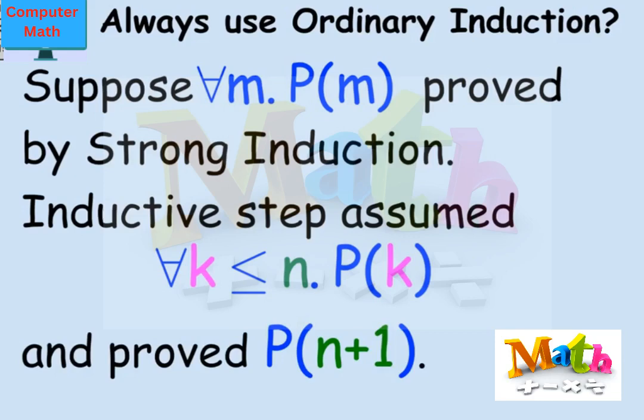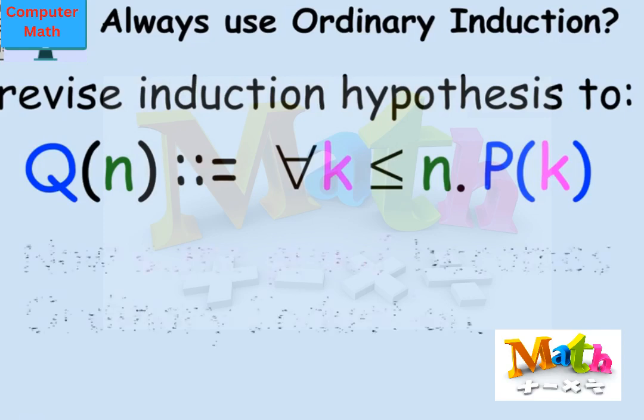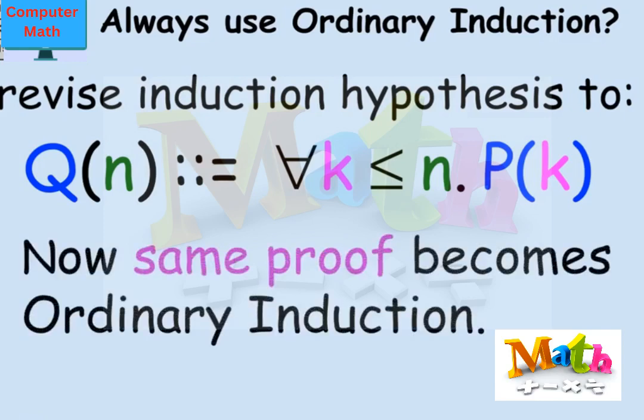Well, how do you turn it into an ordinary induction? Just let Q of n be that assumption that for all k less than or equal to n, P of k. And if you think about it for a moment, just revising the induction hypothesis to include that universal quantifier for all k less than or equal to n means that the strong induction on P of k becomes an ordinary induction on Q of n. And with a trivial change, decorating a bunch of occurrences of formulas with for alls, we have converted a strong induction into an ordinary induction.